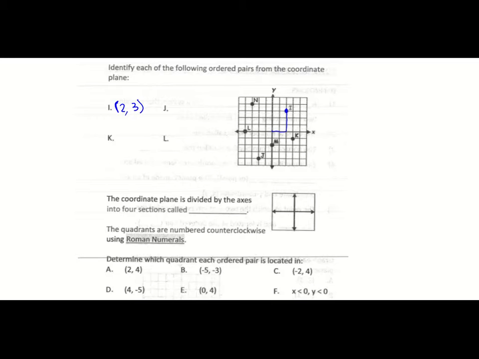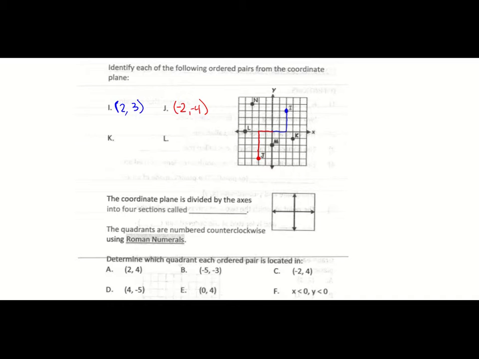For point J, I'm starting at my origin. This time to get over to J, I need to go left 1, 2. And if I'm going left, that means it's going to be a negative x value, negative 2. And then my y, I'm going down this time. I go down 1, 2, 3, 4 to get to J. So I have a negative 4 since I'm going down to get to J.